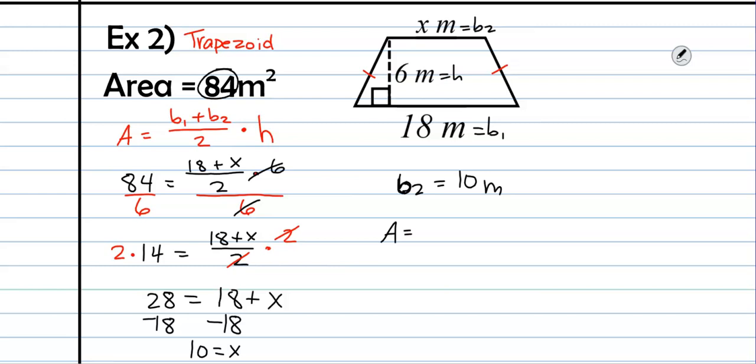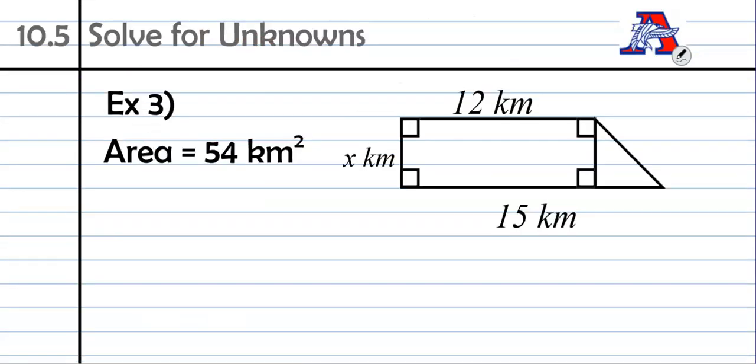Okay, and I am going to take the time on this one to just check it really quick. So I'm going to pretend that I had all of these things. If I were finding the area originally, I would have done (18 plus 10) divided by 2 times 6. Well, 18 and 10 is 28, and 28 divided by 2 is 14, and 14 times 6 is 84. Okay, and that is what we were supposed to have. So it probably is worth your time on these to just plug your answer back in, check it, make sure that it all works out.